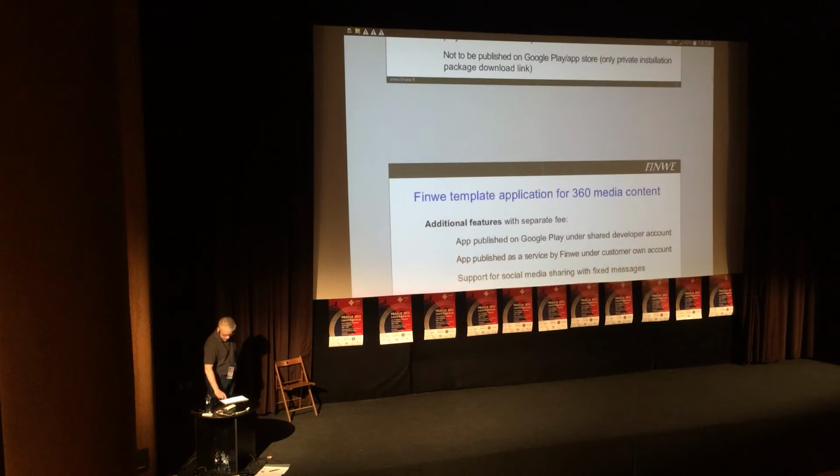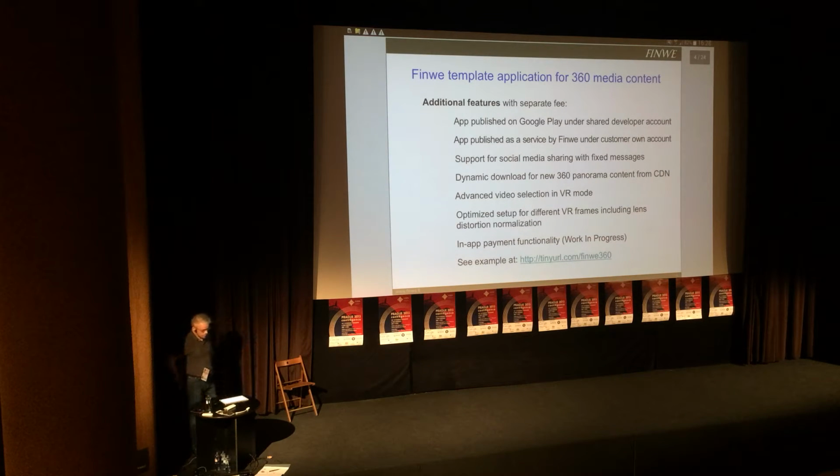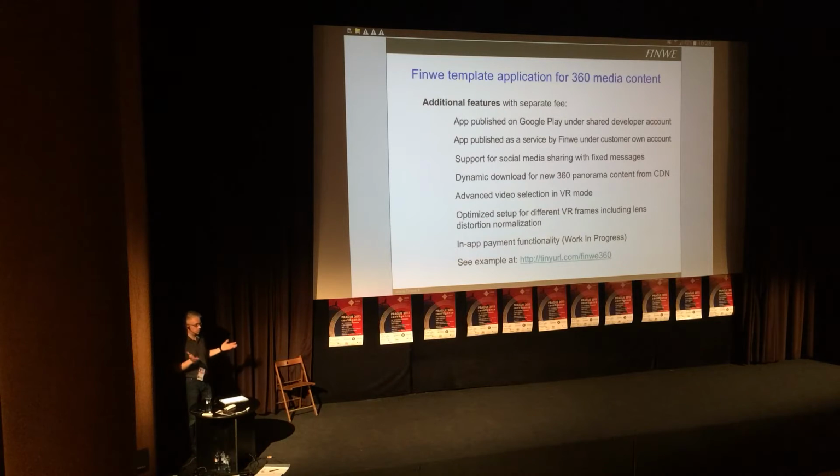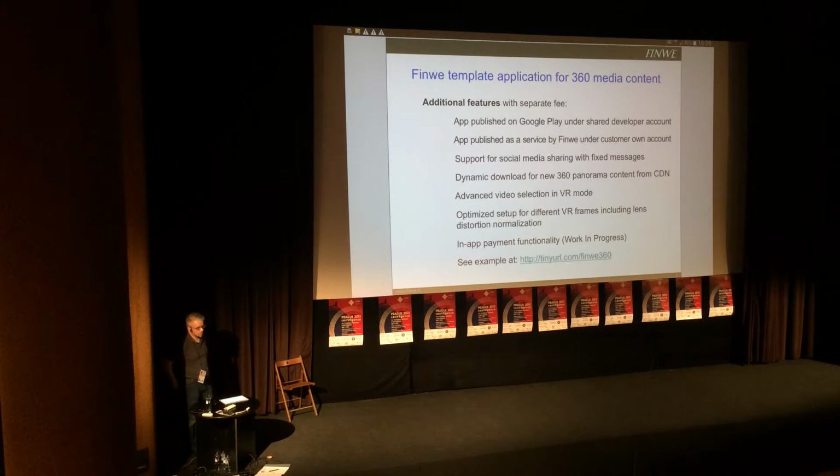But on the additional side, additional features include the option to have it published. So it can be published either under a shared account. So we will create an account, for example, 360 Video World or something like that, and all the template apps will be published under that. So if people are searching for this keyword, they can find all the template apps that have been published there. But there's also an option to have it published under your own company brand. So it will be under your brand, your company name, and if you have other apps, people can find them easily from there.